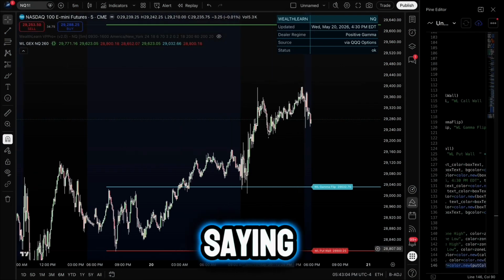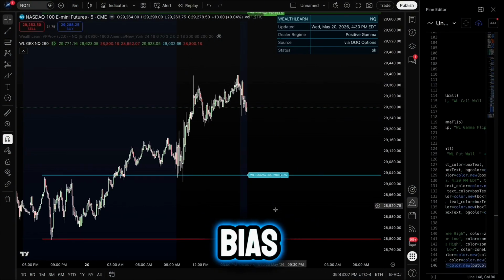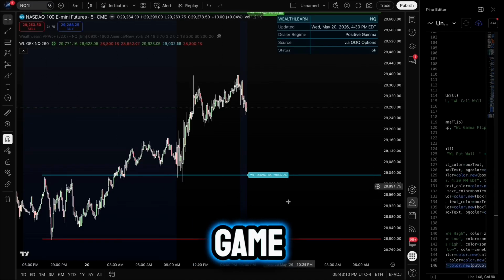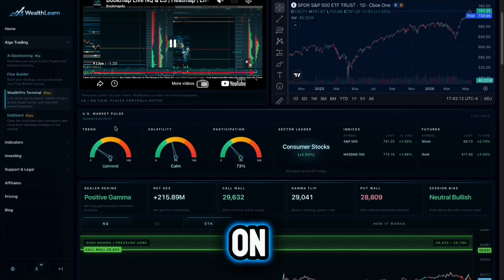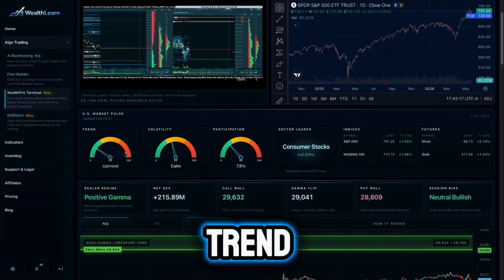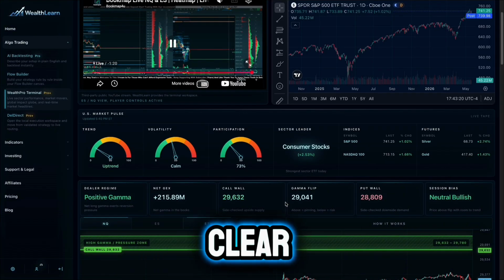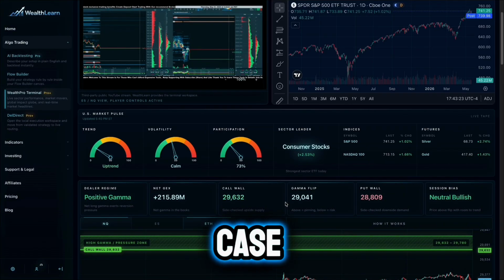Today, for example, not saying that I use this as an entry model. Once again, it is just bias, but we do have very clear reactions off of the gamma flip and the put wall. Anyways, moving on, we have our last section for now of the Wealth Pro Terminal being the US market pulse. Trend, volatility, participation. Pretty clear in understanding this one's purpose and use case being bias. Bias, bias, bias.